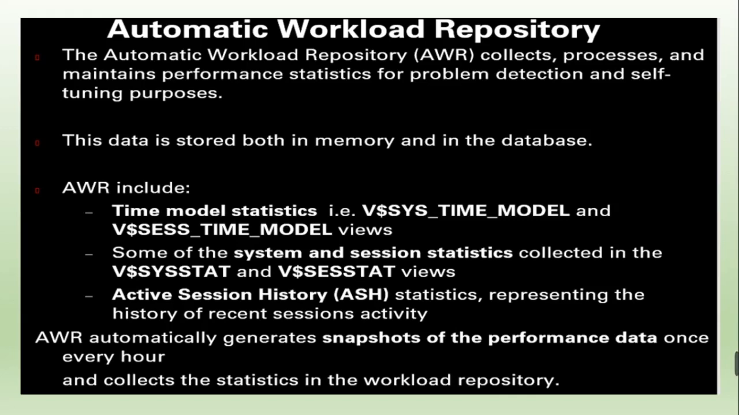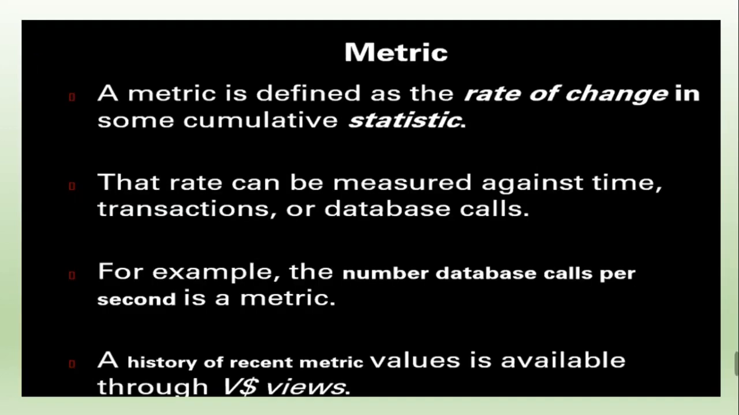Active Session History (ASH) statistics represent the history of recent session activity. AWR automatically generates a snapshot of the performance data once every hour and collects the statistics in the workload repository. Metric: a metric is defined as the rate of change in some cumulative statistic. That rate can be measured against time, transaction, or database calls. For example, the number of database calls per second is a metric.